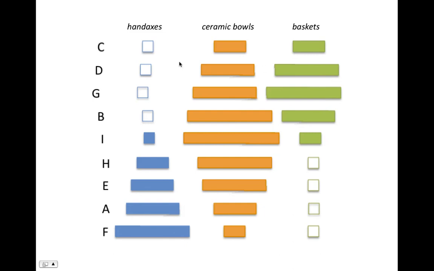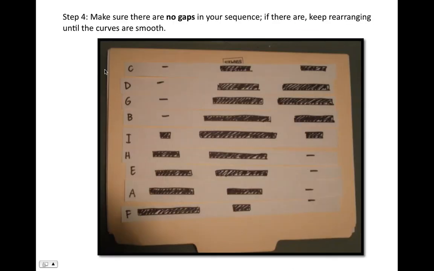What we can tell from here, actually let me advance further, step 4. Next thing we want to do, and this is just those strips rearranged on paper, but rearranged to represent those same decrease, increase, decrease, increase, decrease, gradual curves. We want to make sure that there are no gaps in this sequence. We don't want to see a hole in the middle of one of these frequency curves. If there's a hole, then maybe we need to rearrange things a little bit more.